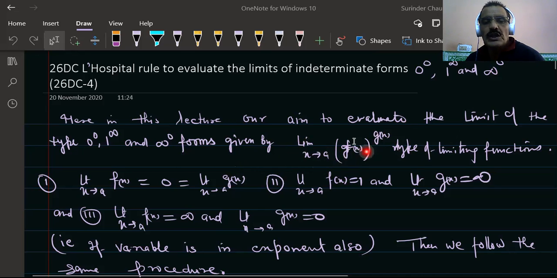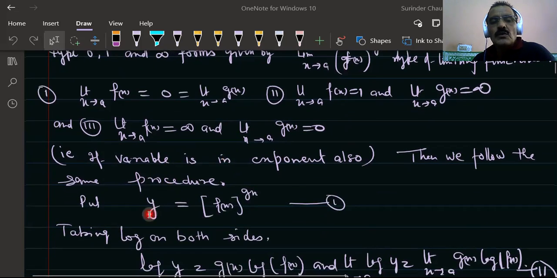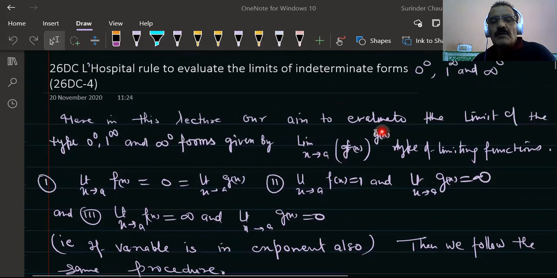So all these three kinds of indeterminate forms will be evaluated with the same procedure. We have the same procedure to evaluate these types of indeterminate forms. The procedure for this is, let us suppose our aim is to find the limit of this.